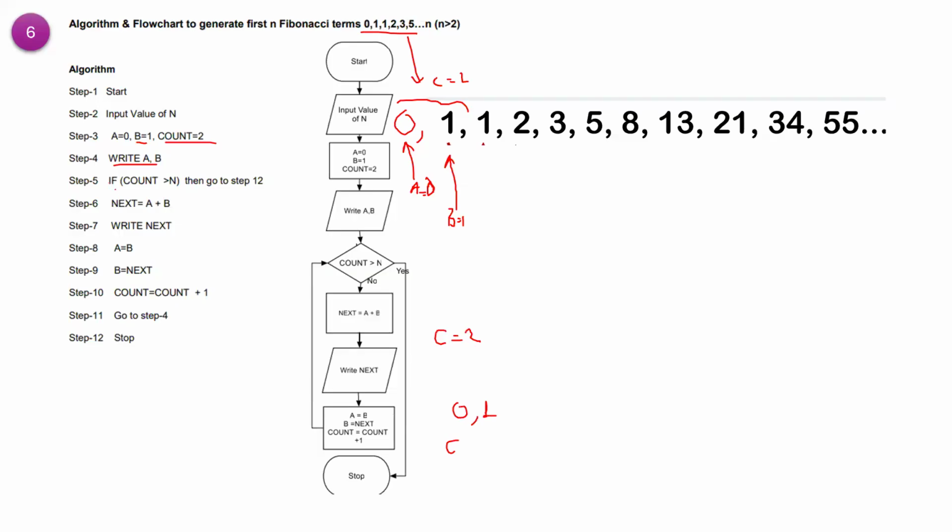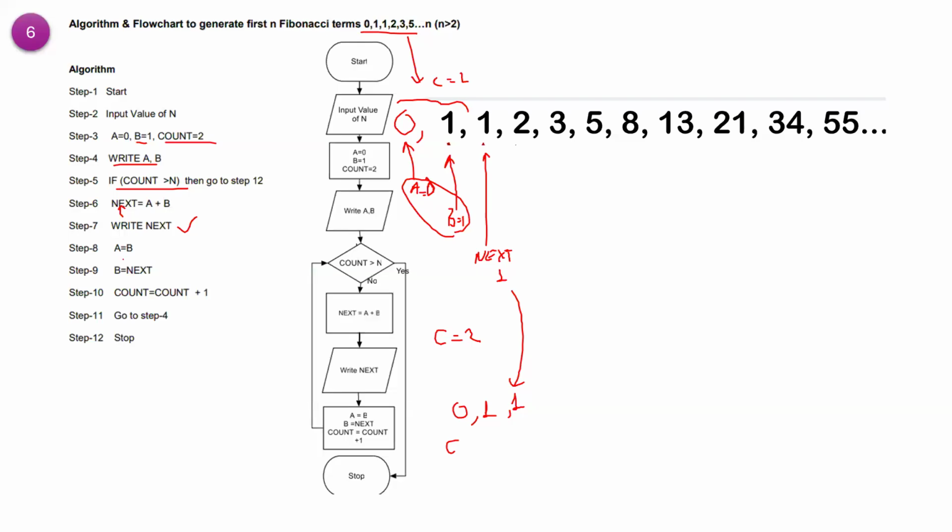Then if the count is greater than n, we will stop; otherwise we will calculate the next one. Next is another variable in this part. I'm just explaining this logic. So it will be the sum of the previous 2 numbers, so it will be 1, right? Then we will write next at the right side of these 2 numbers.